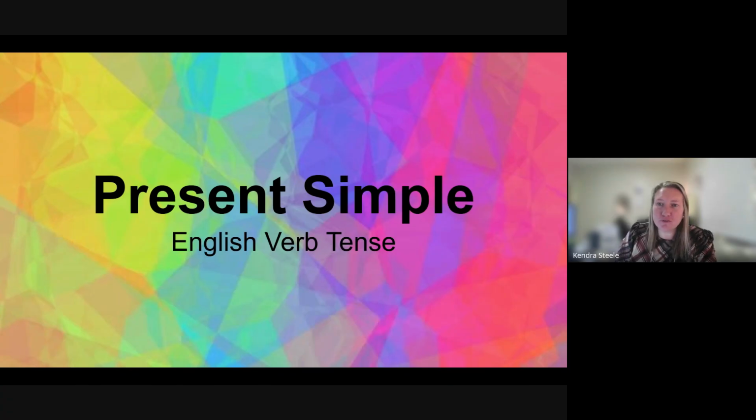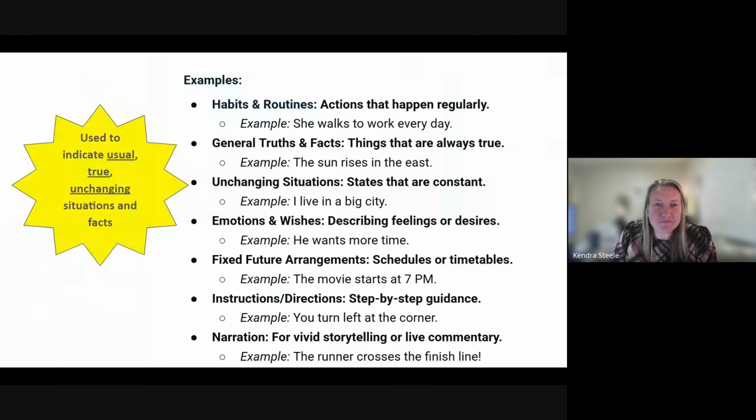There are 12 verb tenses in English, but each of them has its own rules for spelling and usage. So we're going to begin looking at each of these verb tenses individually. This video is about the present simple tense. Let's take a look. The present simple tense is used to indicate usual, true, unchanging situations and facts.